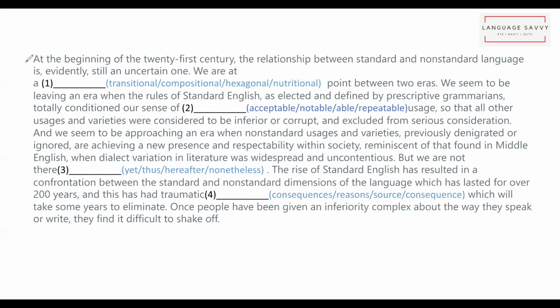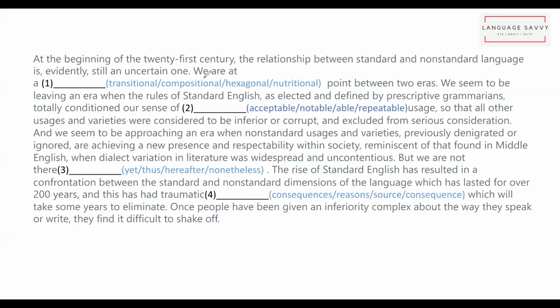So let's begin. Now in this paragraph, as I said earlier, the first step is to read all the options. So our options are transitional, compositional, hexagonal, and nutritional. Now I know that we cannot apply grammar skills on this particular fill-up because there are four different words in the same part of speech. All have the letters al in the end: hexagonal, nutritional, compositional, and transitional. So here we will use the elimination strategy.